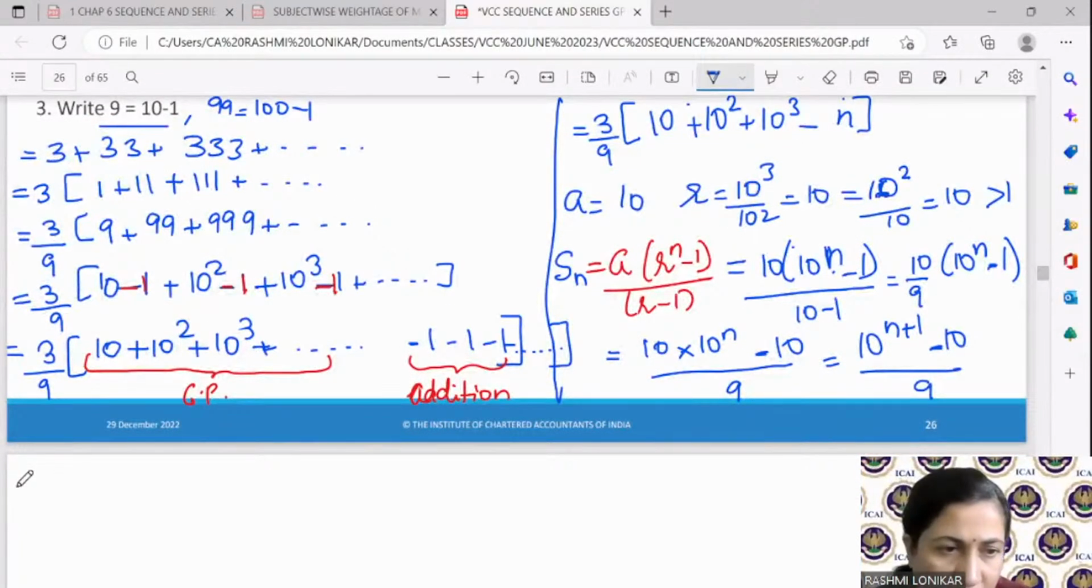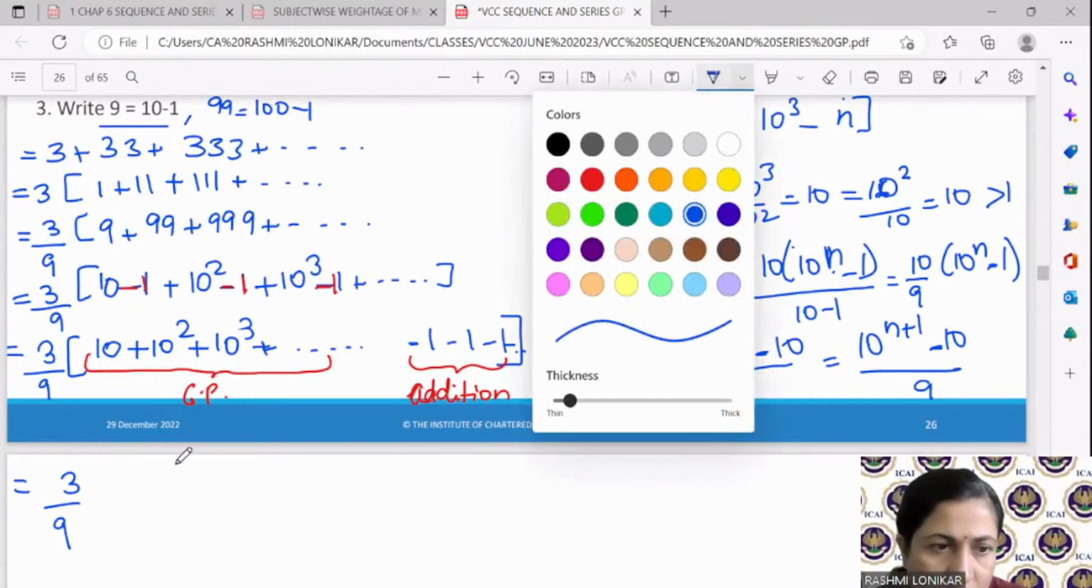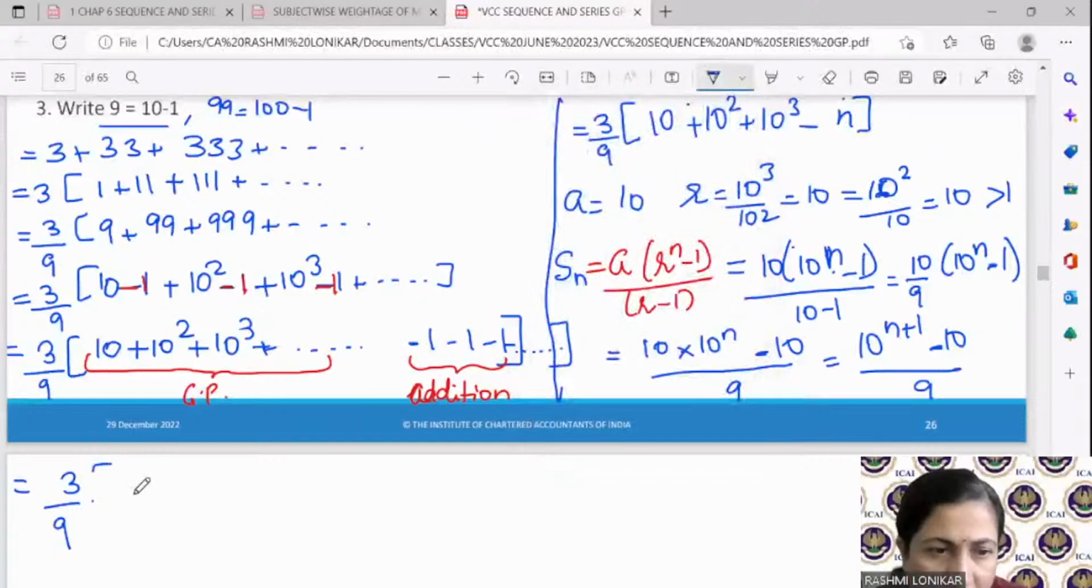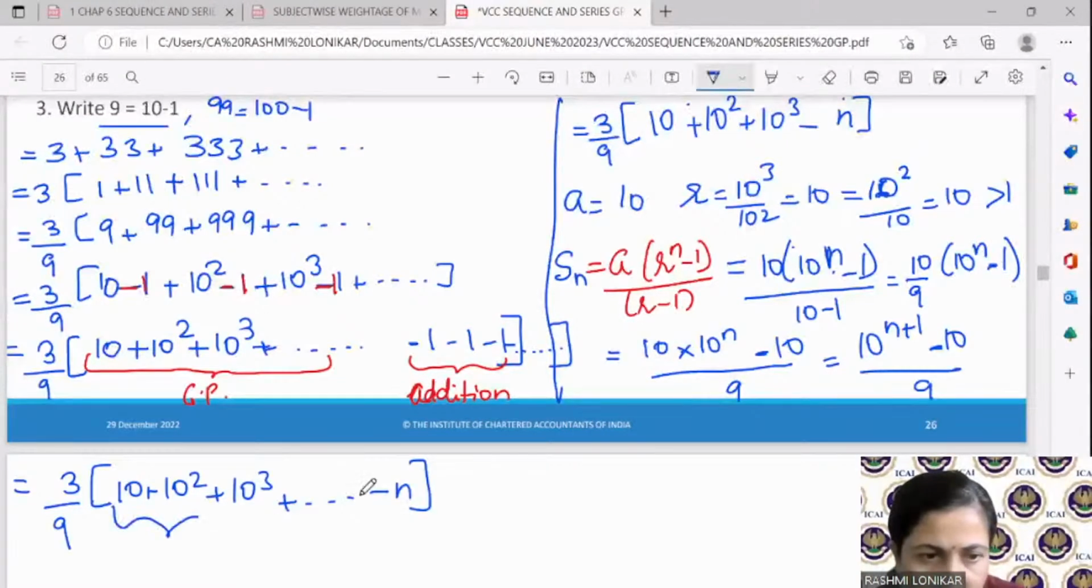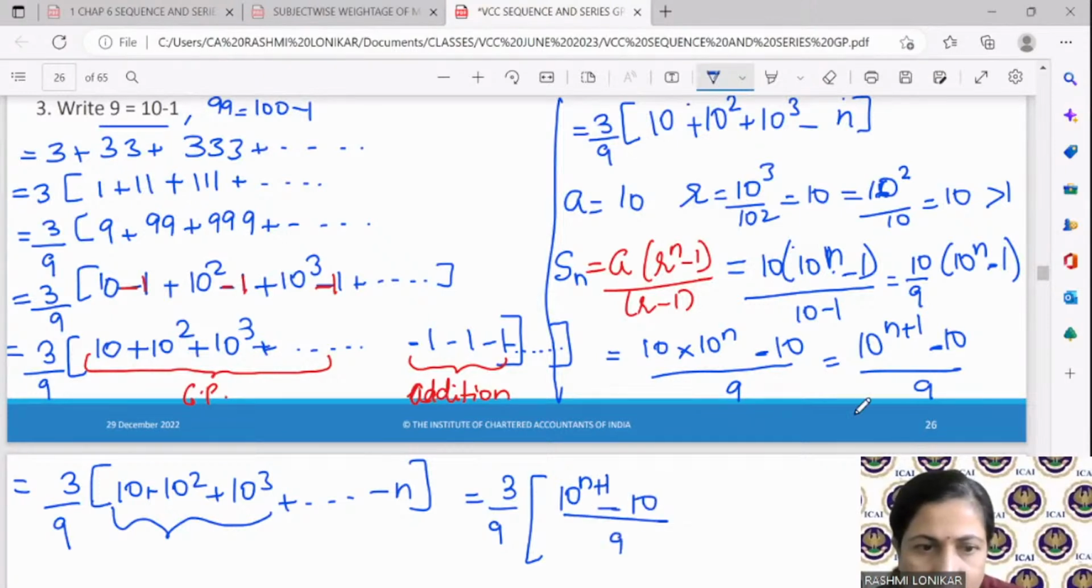So I have, this is equal to 3 by 9. Okay. This is what I'm considering. So 3 by 9, 10 plus 10 square plus 10 cube plus so on minus n. So for this, I'm writing this. This is equal to 3 by 9 upon 3 by 9, 10 raised to n plus 1 minus 10 upon 9. Okay. This addition is this. And I have this minus n. So minus n. Don't forget that.